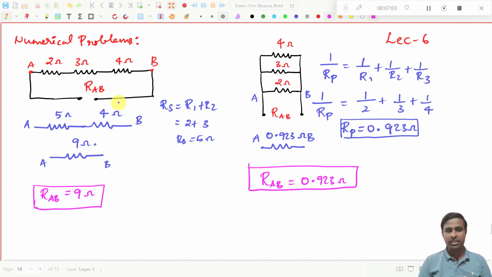If the same resistors are connected in parallel, in the way shown in the diagram here, you see the effective resistance is reduced to 0.923 ohms. If I really need 0.9 ohms, but I have only 2, 3 and 4 ohms resistors, then what can I do? Then I can connect all three resistors in parallel. So the point to be noted: if you connect resistors in series, the effective resistance will increase. If you connect the same resistors in parallel, then the effective resistance will be reduced. So that is the point you have to understand. Anyway, we will take some more problems to get clarity.